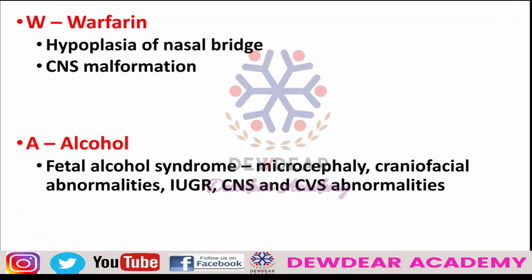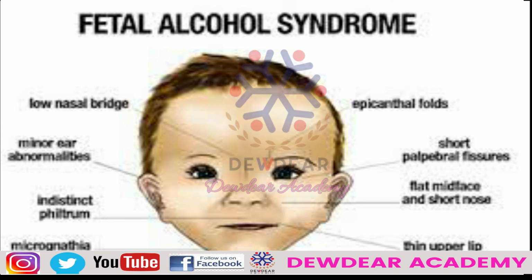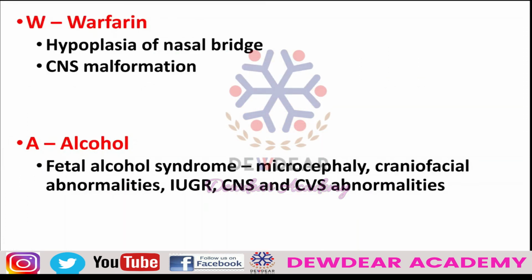The next, A, indicates alcohol, that is fetal alcohol syndrome. Fetal alcohol syndrome means babies whose mothers drink alcohol during pregnancy have birth defects and developmental disabilities. These problems can happen when babies are exposed to alcohol, and they are grouped together as fetal alcohol spectrum disorders, which include a variety of physical, behavioral and learning problems. It also causes microcephaly, craniofacial abnormalities, intrauterine growth retardation, and CNS and CVS abnormalities.